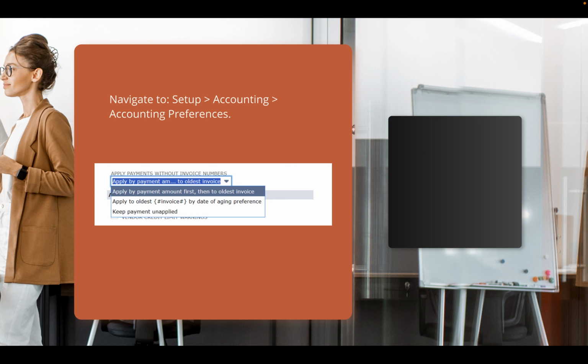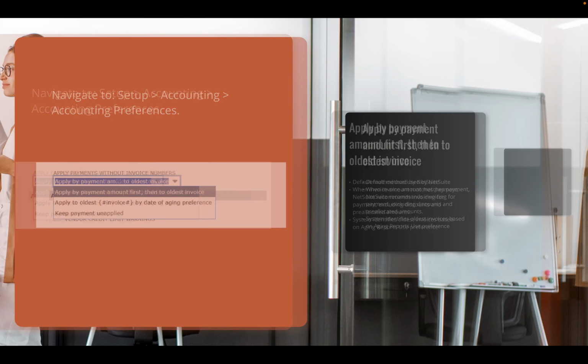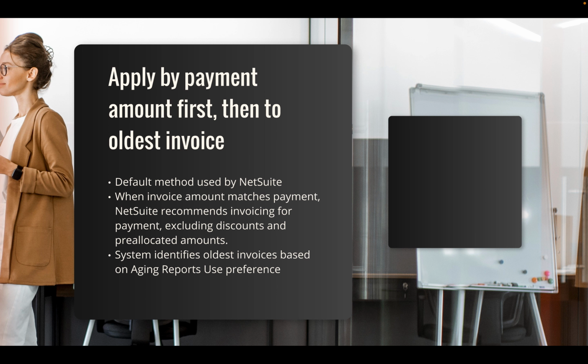Let me briefly cover the usage of each option provided by NetSuite. The method you choose determines how NetSuite suggests invoices for payment application when the imported bank line does not specify the invoice numbers. The first is apply by payment amount first, then to oldest invoice. This is the default method used by NetSuite. And when an invoice has an amount due that matches the payment, NetSuite recommends invoicing for payment application, and it doesn't include the discounts or the pre-allocated amount due.